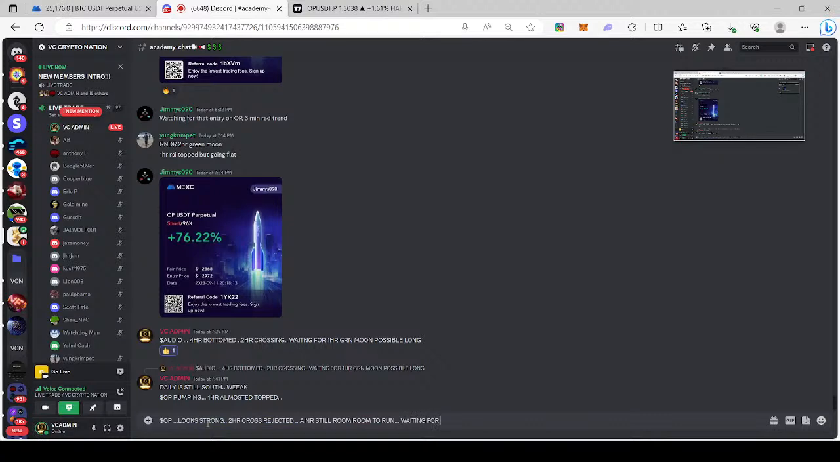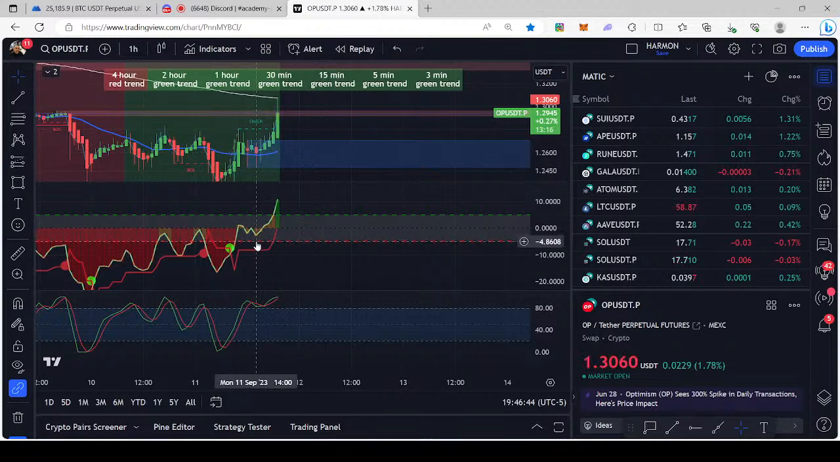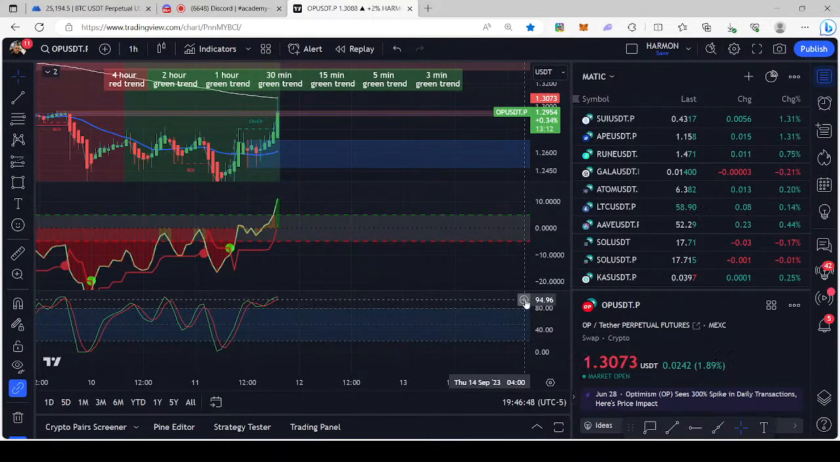Waiting for 1 hour red moon to see about a short option. See what I'm saying? I could look at that post and see that you looked at it. I could go look and see what you're saying. And I could see that the 2 hour rejected and the 1 hour does have room to run. So I can understand that.